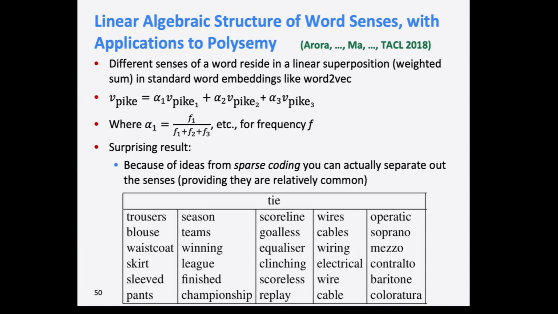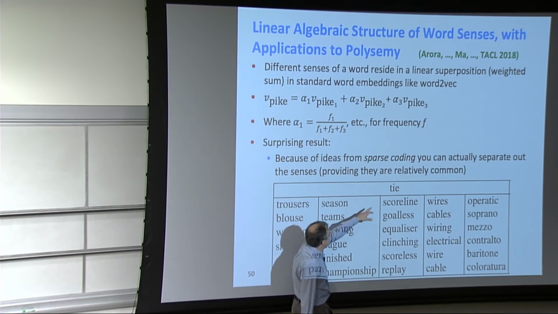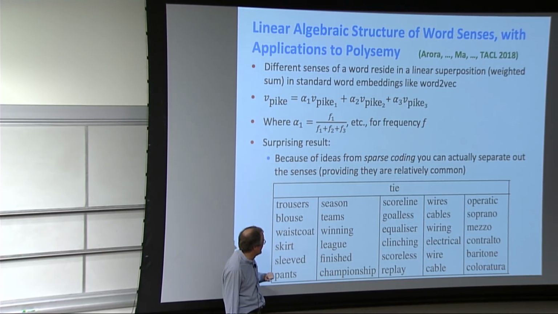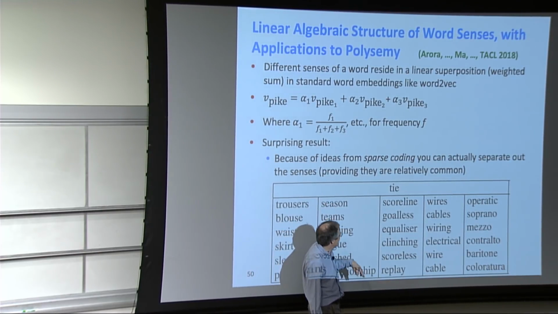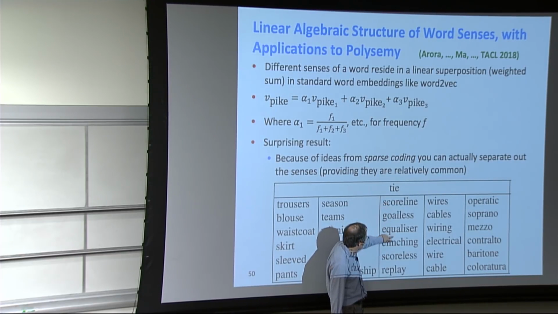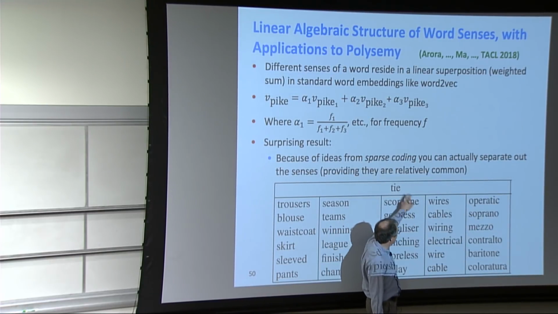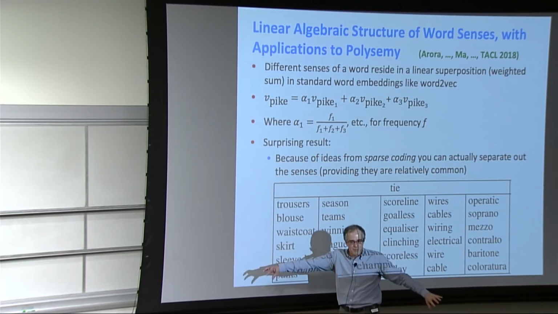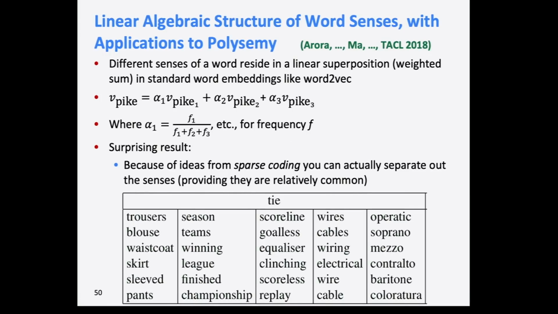And so they have these underlying meaning components, and they separate it out. So tie has one meaning component that's in this space of trousers, blouse, waistcoat. That makes sense. Another one is in this meaning component of season, teams, winning, league. Makes sense. Scoreline, goalless, equalizer, clinching, scoreless. This one seems to overlap with this one a bit. But here, tie is cable ties and wire ties and things like that. So they're actually able to pull out the different sense meanings from the meaning of the word. So that is a kind of a cool thing.